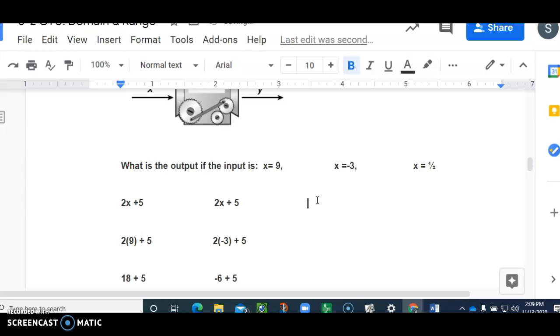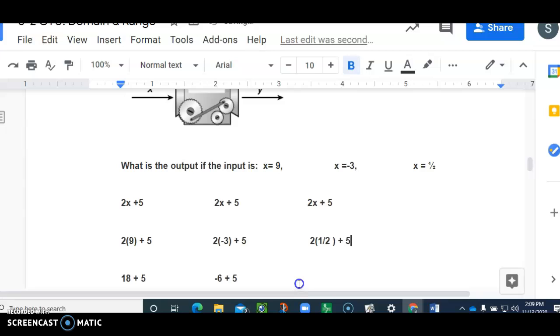So it's the same thing. You have the same expression, that's 2x plus 5. Okay, so all you do, you just substitute the value of x into the expression. So that means you're going to have 2 times 1/2, okay, 2 times 1/2, and then plus 5.